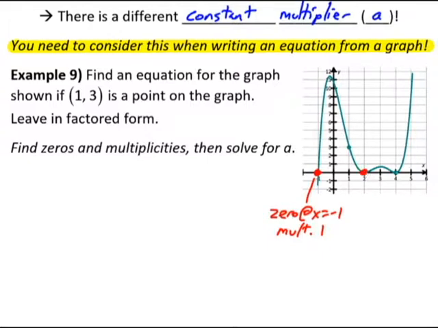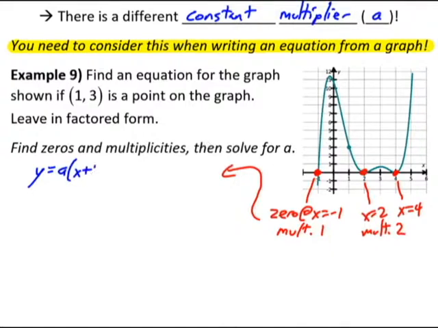We have 2 other zeros, one at 2, one at 4. Notice that the graph bounces like a parabola at each of these zeros. So those are both going to have multiplicity of 2. These let us create our factored form equation. Notice we need a placeholder for the constant multiplier. We don't know what it will be.